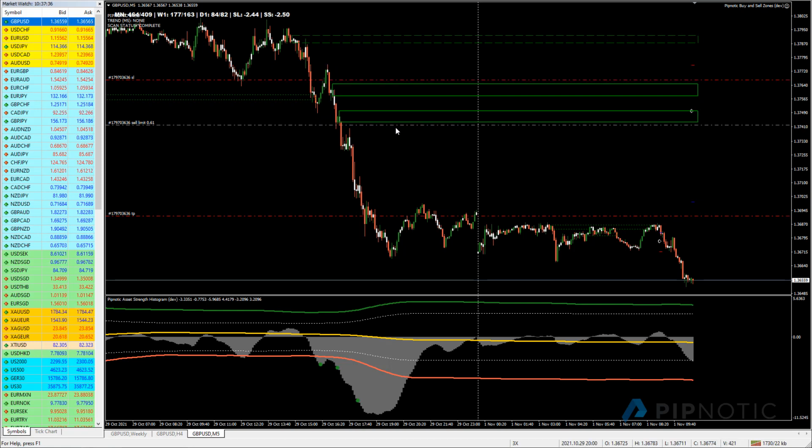I like that area here more than this one here, because price came down, the slingshot was pulled back, then it left. Price may not get up there, but I think that's a pretty decent area. I like that one quite a lot.